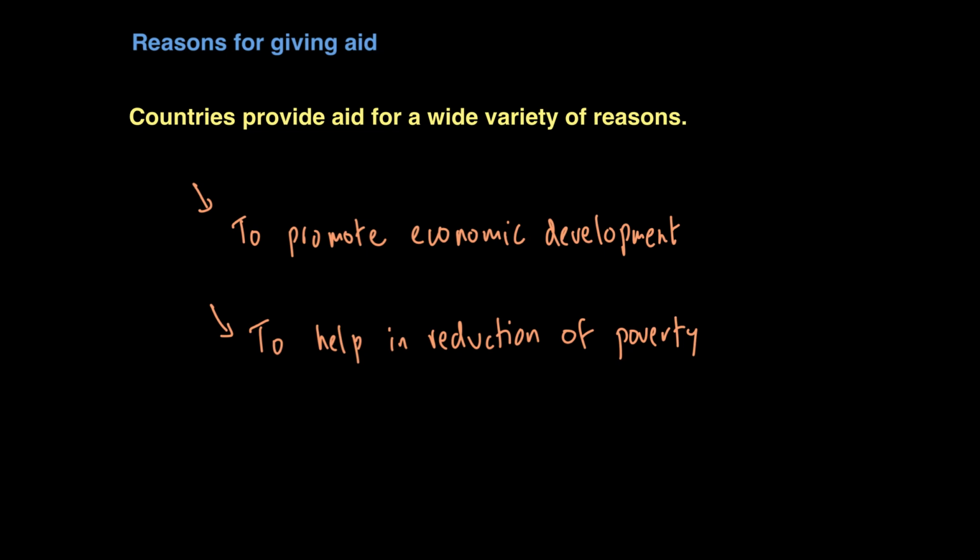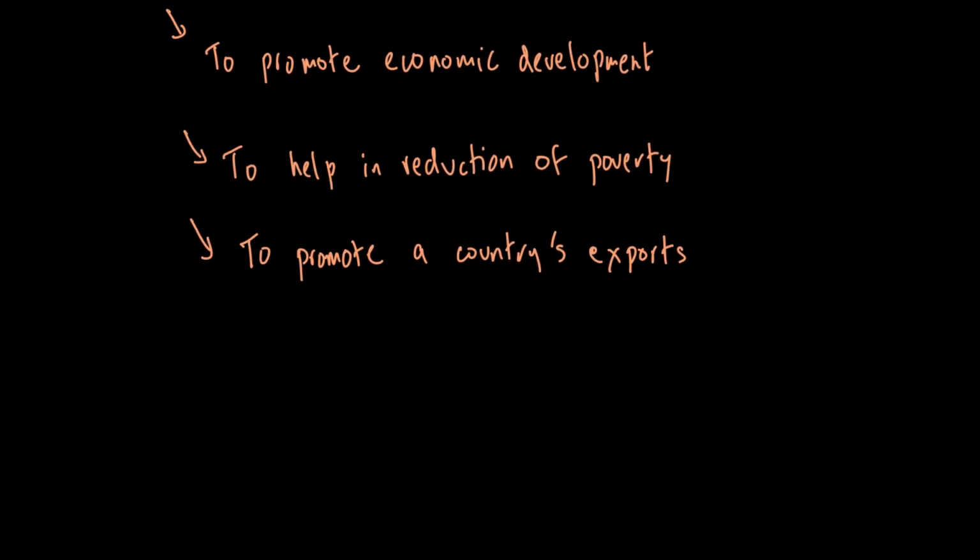Thirdly, we may also sometimes want to promote a country's exports by requiring the recipient country to use the aid to purchase the donor country's products. So, in a way, we are giving aid in the form of money to buy the exports of the country, and this may help the country that's giving the aid to improve its exports and therefore GDP, and therefore kickstart the economy sometimes.